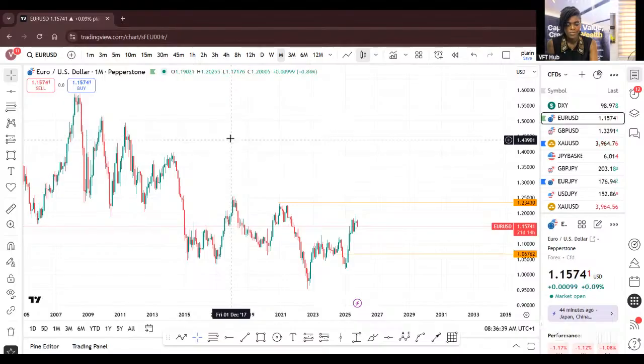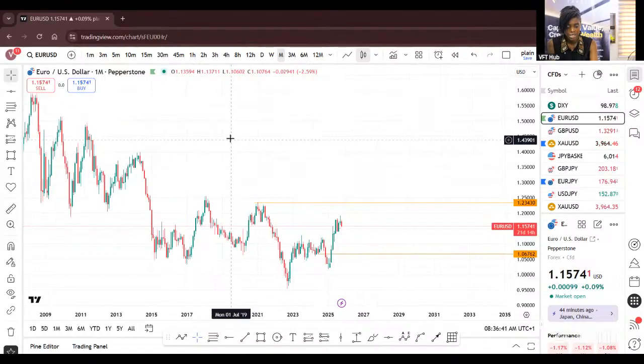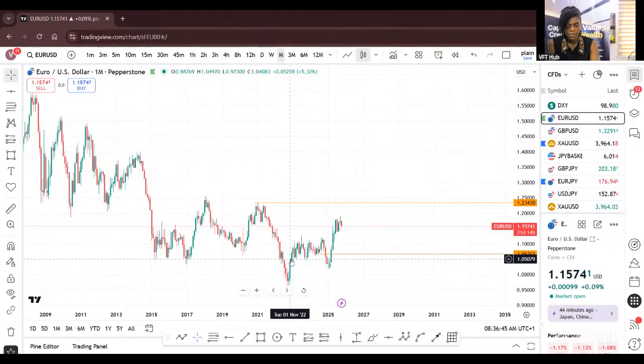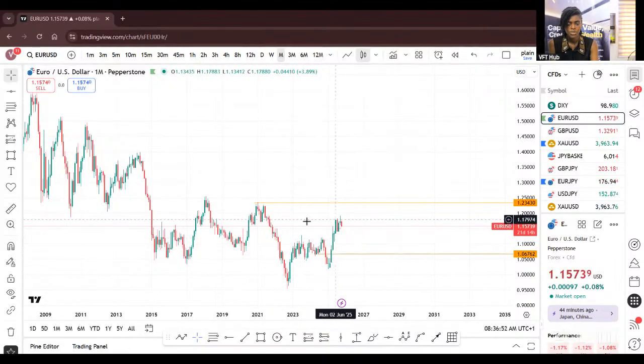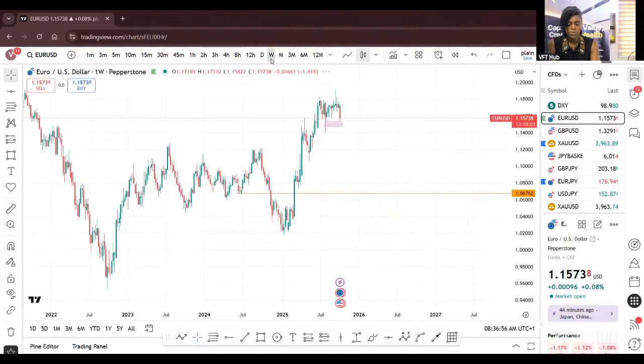On the monthly time frame for Euro USD, as seen right here, overall price has been bearish, right? But then we saw price ranging for a period of time right here, and then a sweep of this liquidity to the upside. And coming down to the weekly time frame, this is what we got to see: price forming higher highs and higher lows, structure to the upside.